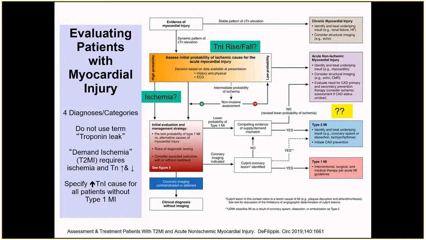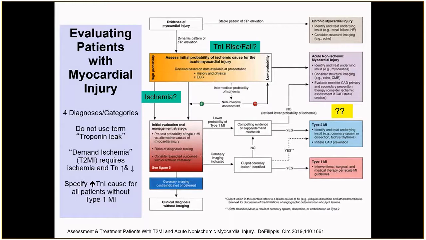And what the guidelines are really emphasizing, and what we want to do clinically, is we really want to ever avoid the term troponin leak. Okay, troponin leak is really meaningless and doesn't connote any etiology, and gives a false impression, frankly, that the patients have a good prognosis when in fact the worst prognosis you can have is to not have an MI and have a troponin elevation in most cases.